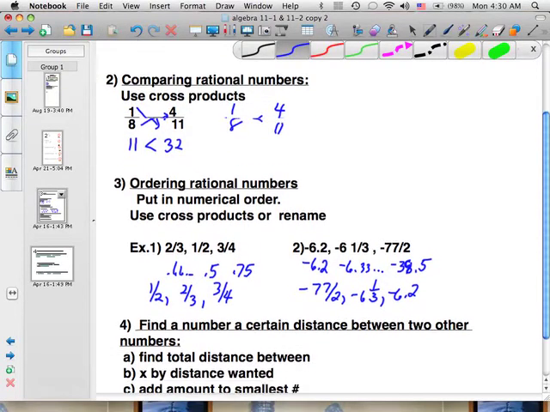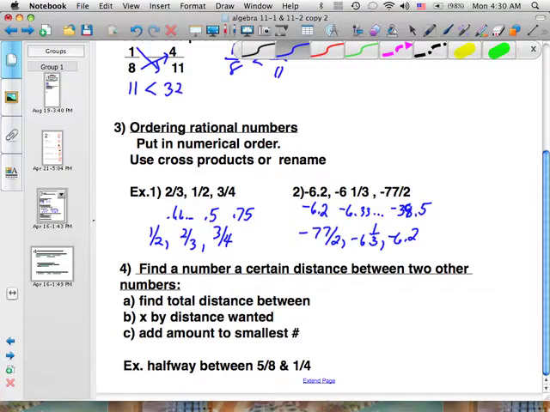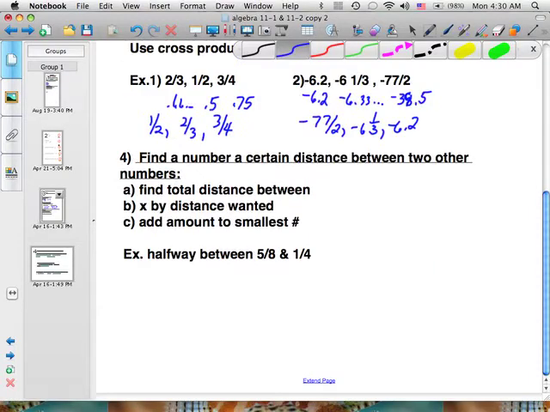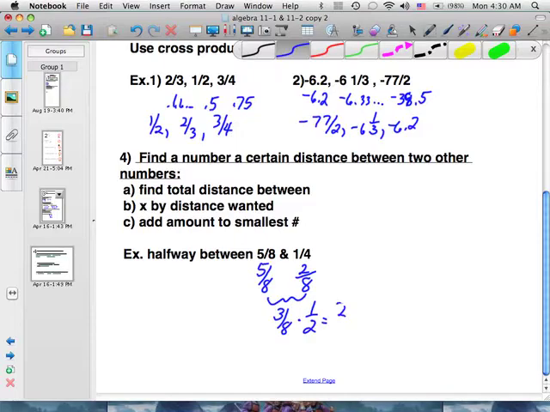We want to find a number a certain distance between two other numbers. We first find the total distance between them, multiply by the distance wanted, and add that amount to the smallest number. So if I want the distance halfway between 5/8 and 1/4, I'm going to change them so they have the same denominator. The distance between these, 2/8 from 5/8 is 3/8. I want the number halfway between, so I times by 1/2, which is 3/16, and I add it to the smallest number, which is 2/8.